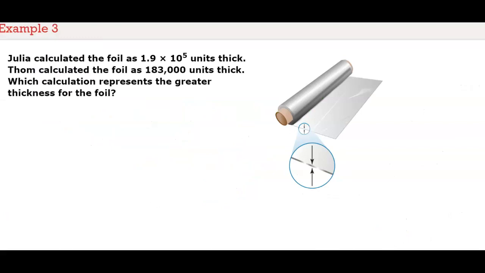Julia calculated the foil as 1 9/10 times 10 to the 5th power units thick. Tom calculated the foil as 183,000 units thick. Which calculation represents the greater thickness for the foil?